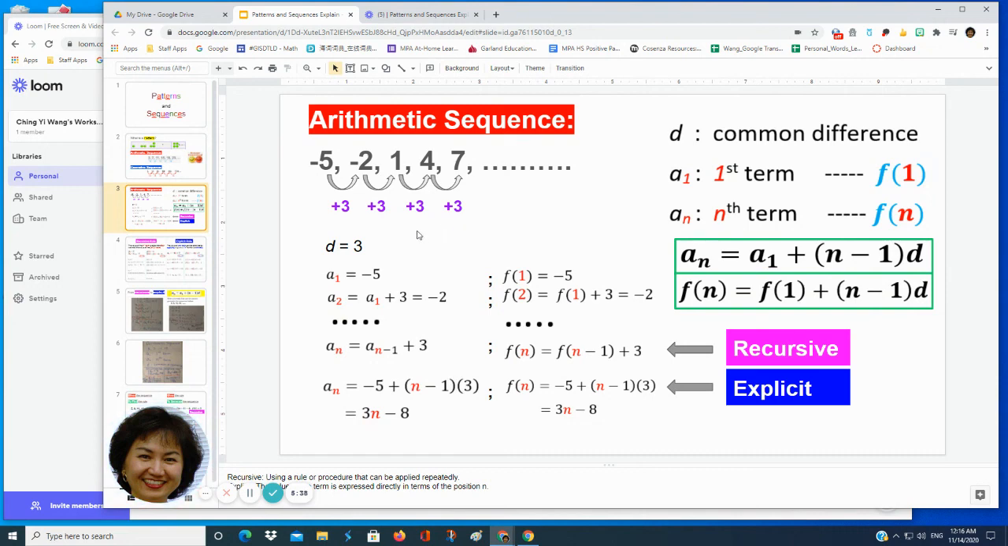So if you want to find the nth term, you use the first one plus (n minus 1) times each gap. Each gap is the common difference.